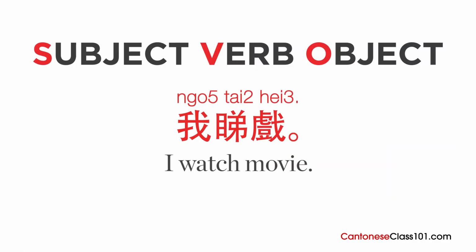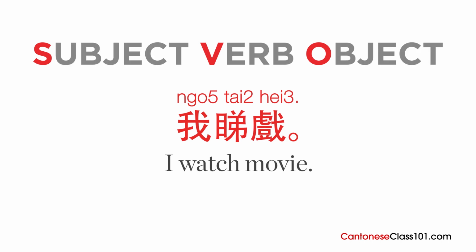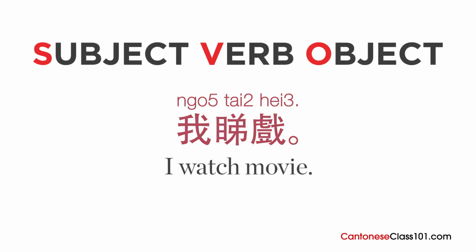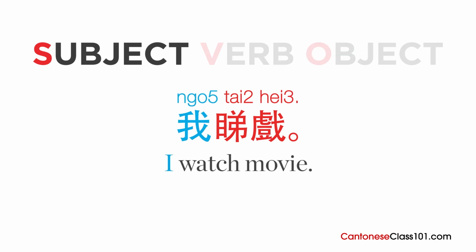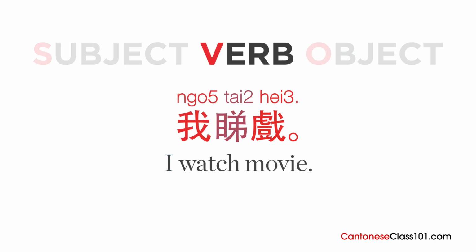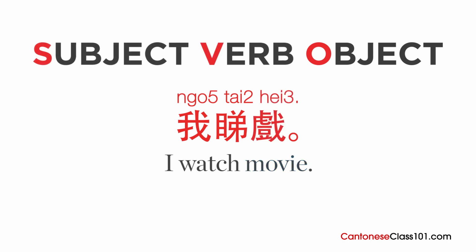To form basic sentences in Cantonese, keep that SVO word order in mind. Right, for example, 我睇戲. I watch movie. Let's break down the sentence. We start with the subject 我, meaning I, then comes the verb 睇, meaning watch, and finally we have the object 戲, meaning movie. Subject, verb, object. Easy. Jinho, can you give us one more example?